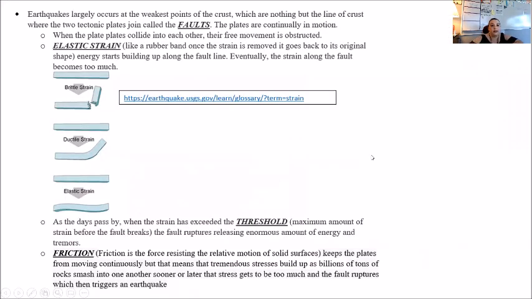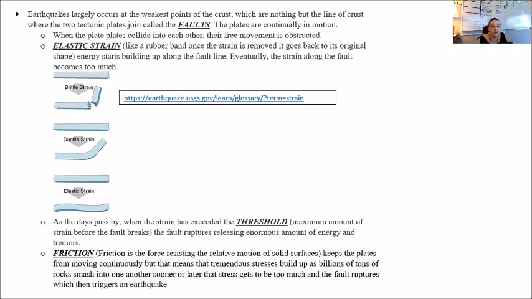Earthquakes largely occur in the weakest points of the crust, which is a line in the crust where two tectonic plates join, called faults. A fault is literally just a break in the crust. When the plates collide into each other, their movement is obstructed, so it sticks, and then it starts causing strain.